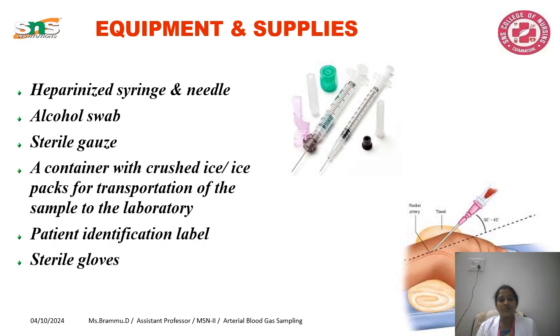So what are the equipment and supplies we need to have in hand before we do the arterial puncture? Of course we need a heparinized syringe and needle, alcohol swabs for decontaminating the skin, and sterile gauze pieces to apply to the site after the puncture. A dry gauze piece is needed to prevent cross infection. And if we are going to transport the sample from one place to another, we may need crushed ice packs for transportation to the laboratory. And of course we have to have the patient identification label and the records at hand, so that you can check before taking the sample, and sterile gloves as it is a sterile technique.